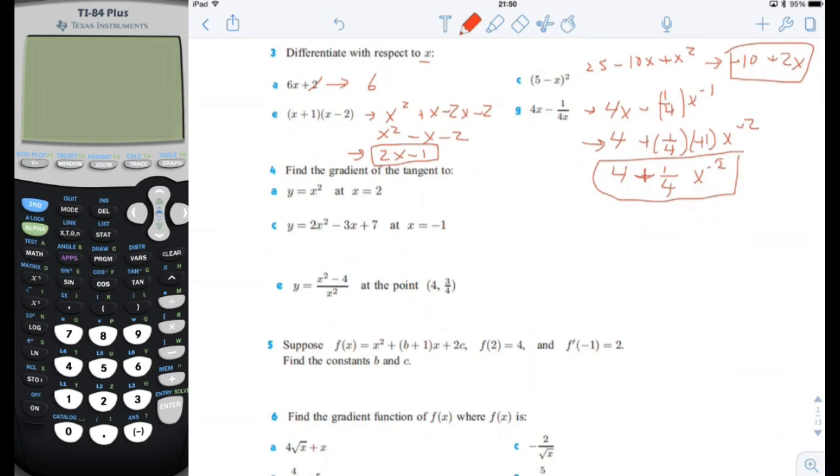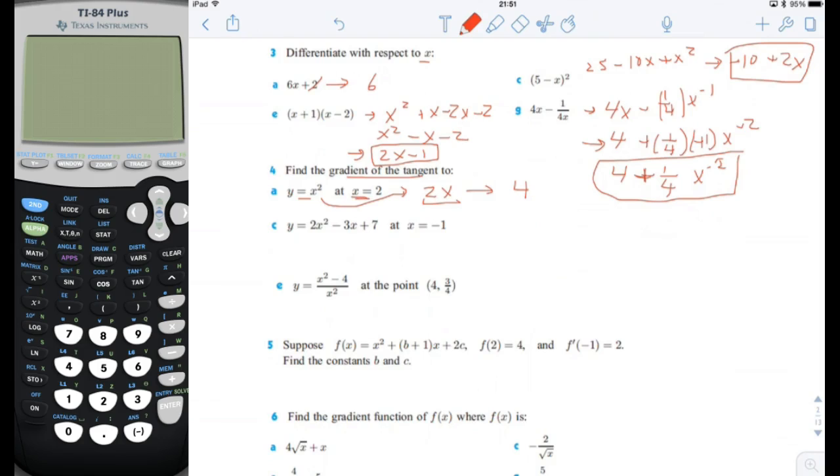Find the gradient of the tangent to y equals x squared at x equals 2. Now, the gradient of the tangent is the same thing as a derivative. So first you just take the derivative. The derivative of y equals x squared is 2x, of course. But then they say at x equals 2. So now you evaluate it at the coordinate x equals 2, and you get a very specific number, which is 4, right?